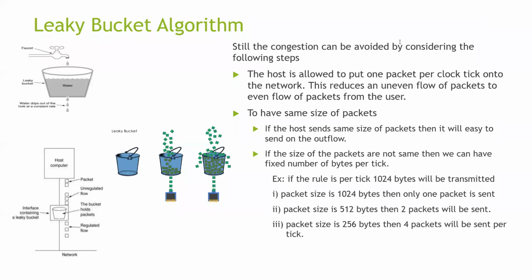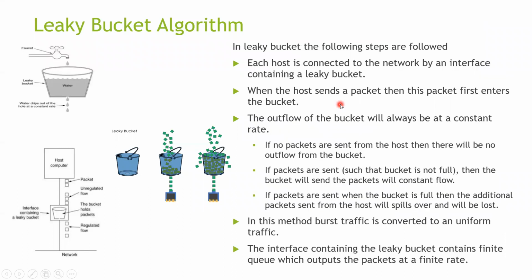Let me brief what we have just studied. In the leaky bucket we should have an interface, which converts uneven flow into regulated flow. If packets are not there, no packets will be sent. If packets are coming in, first it will store them and then send them at a fixed rate. If the bucket, that is the storage buffer, becomes full, it will spill out and lose the rest of the packets sent from the host.